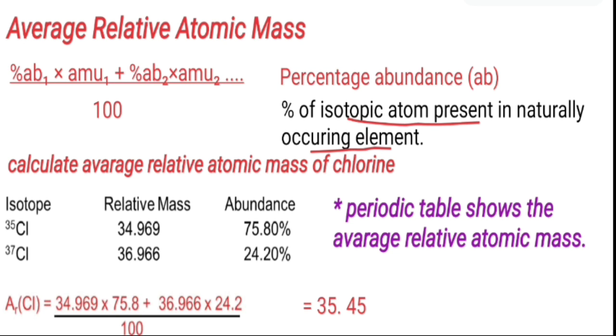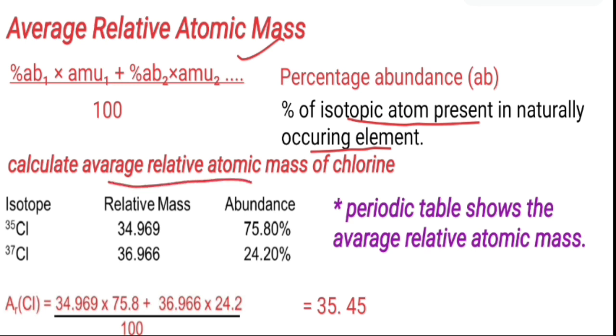Now let us again discuss the formula. The formula is: percentage abundance of isotope 1 times the atomic mass unit of that isotope, plus percentage abundance of isotope 2 times the atomic mass of that isotope, divided by 100. Okay, so this is the formula. Now let us calculate the average atomic mass of chlorine.